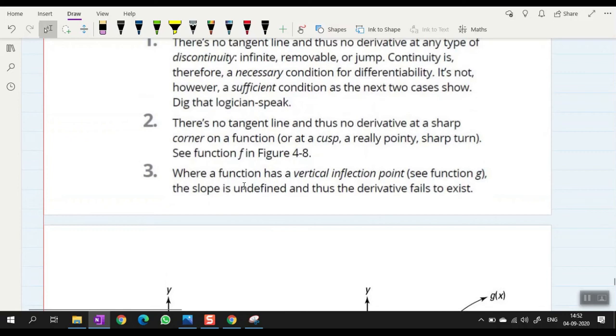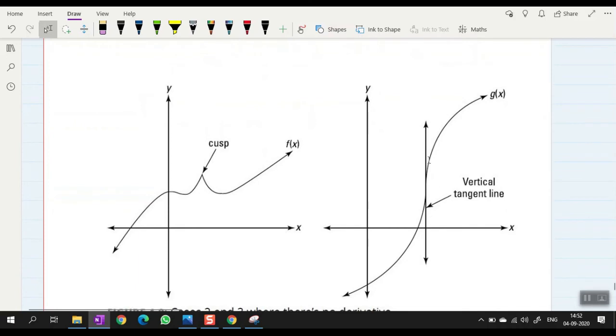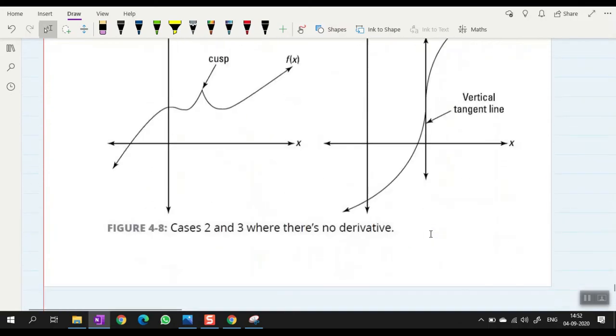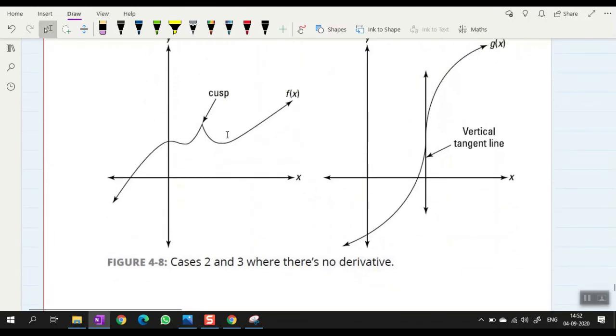And third, where a function has a vertical inflection point. See, this function has a vertical inflection point where the tangent line becomes vertical and you cannot find the slope of this tangent line. It is infinite. The slope is infinite. That means the derivative cannot be found. It does not exist at these two instances.